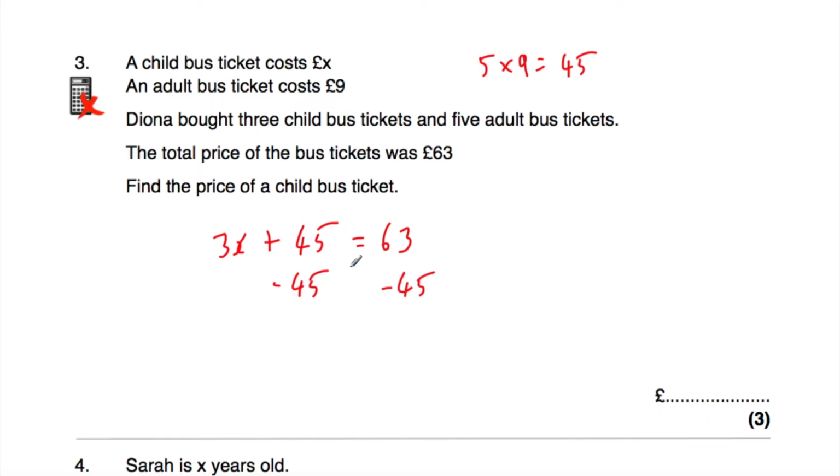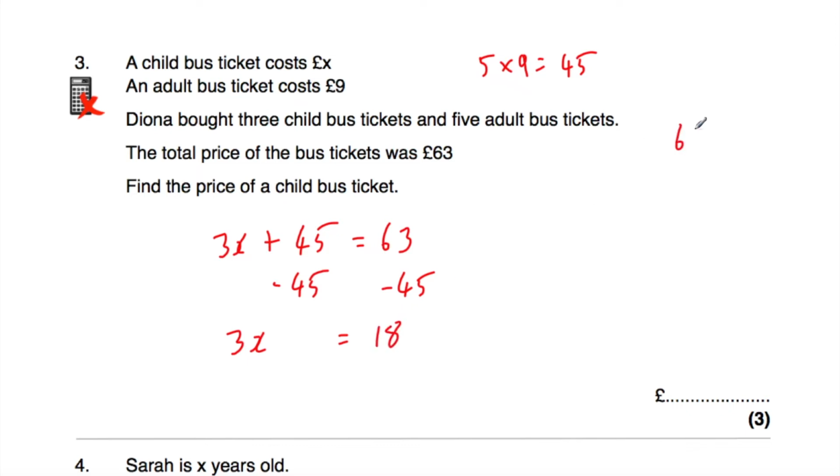So we're going to take away 45 from the left-hand side, and we're going to take away 45 from the right-hand side. So on the left-hand side, we're taking away 45 to get rid of the adding 45. So we'd just be left with 3x. And then on the right-hand side, we had 63. We're taking away 45, that's equal to 18.